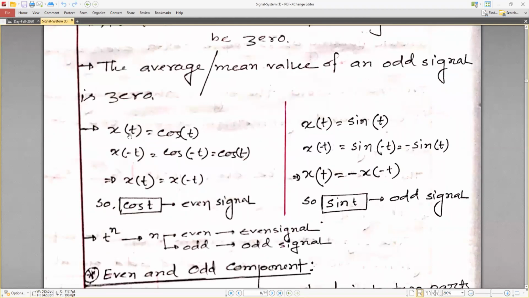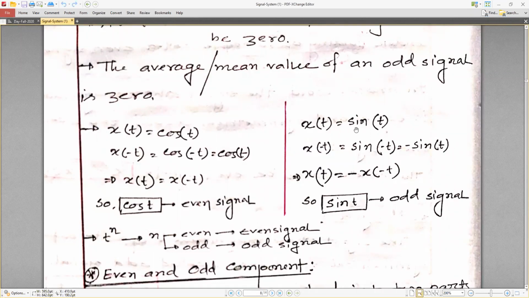Now look at this. x(t) is equal to cos t. x(minus t) is equal to cos(minus t), which is equal to cos t. So x(t) is equal to x(minus t). That means cos t is an even signal.